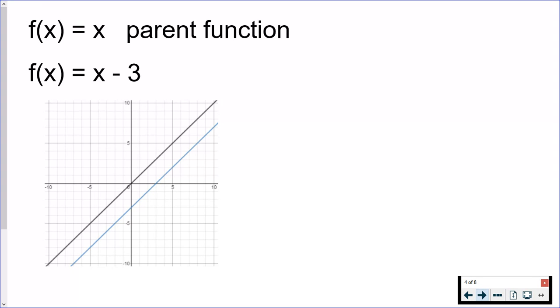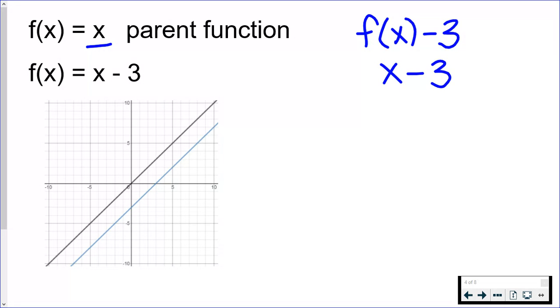Moving down 3 has this notation. You're taking all of your y's and you're shifting them down 3. That's why you're taking f of x and you're subtracting 3. Well, just like the last one, we know f of x is x. So I can replace f of x with x, and I get x minus 3, which matches the equation of the line.